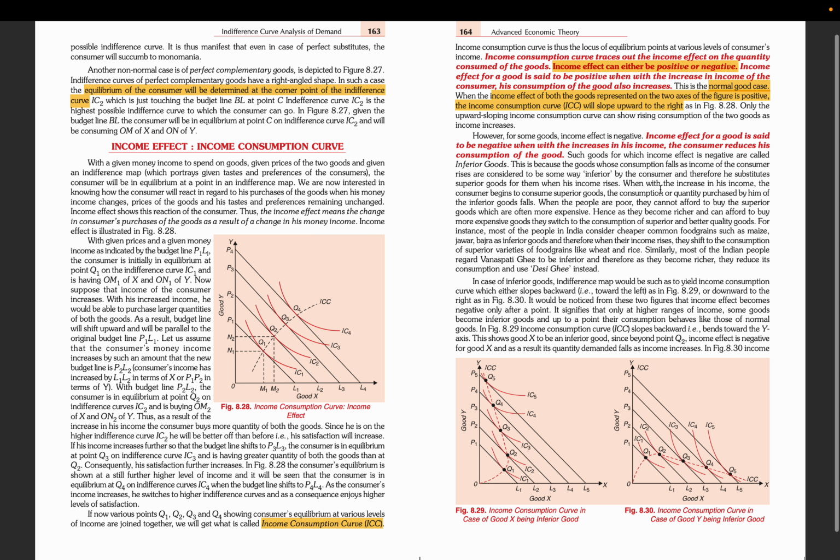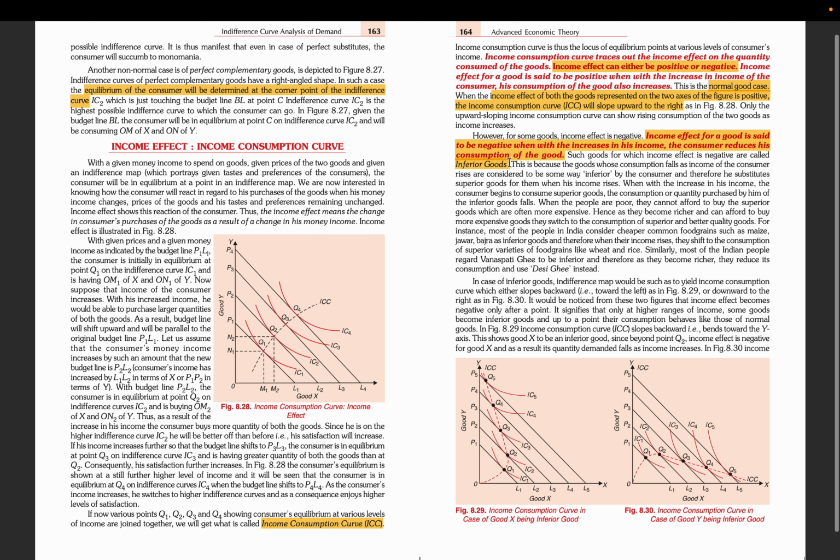However, for some goods, income effect is negative. Income effect for a good is said to be negative when, with the increase in income, the consumer reduces his consumption of the good. So, as we said, income effect can be both positive and negative. With the negative income effect, what that means is that with an increase in income, the consumer is going to consume less of that good. Such goods for which income effect is negative are called inferior goods.